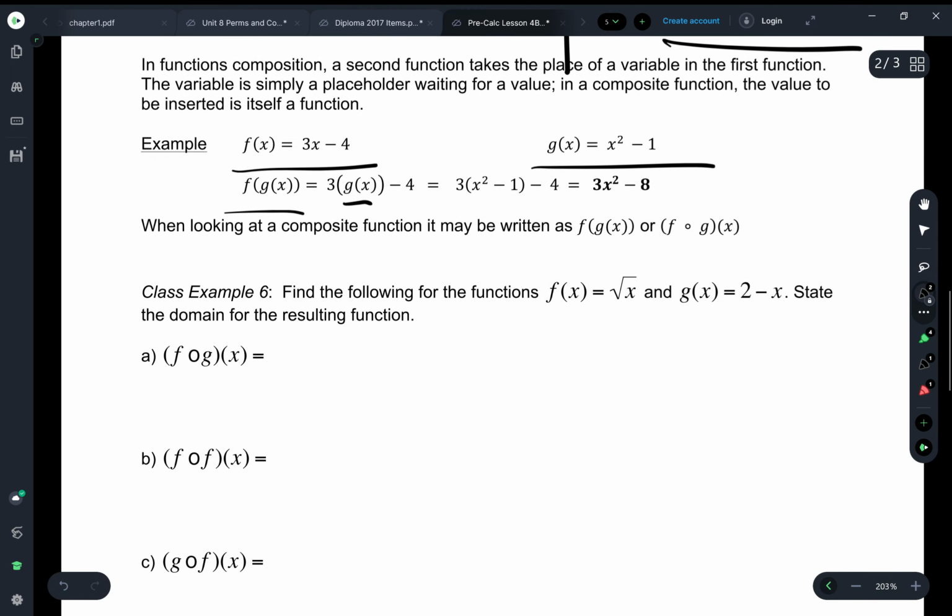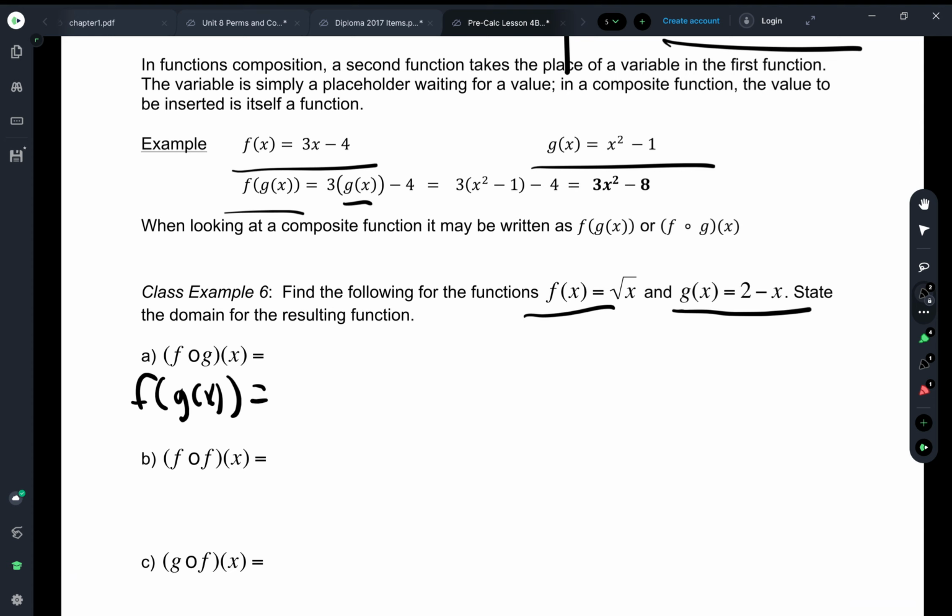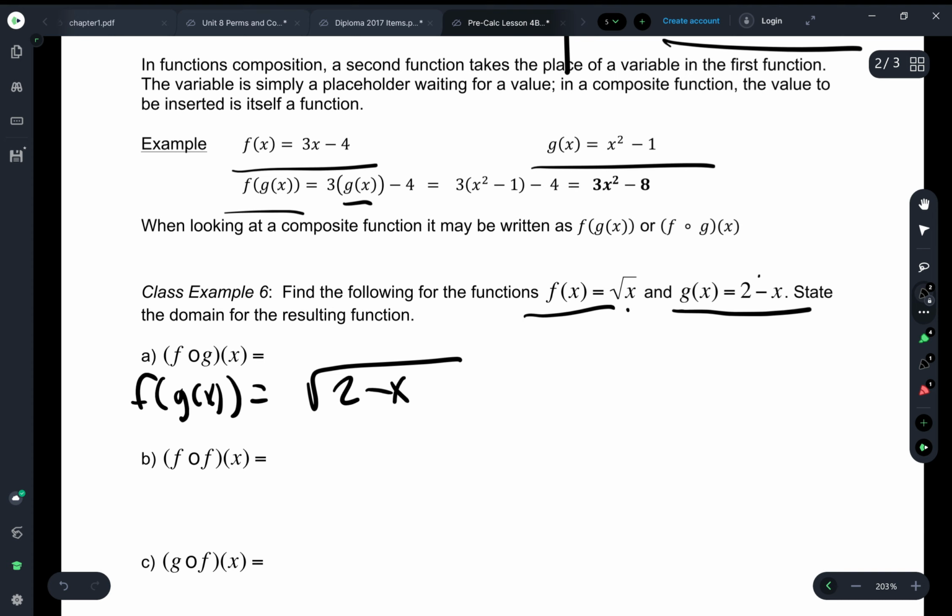So we'll do these two. Our f of x is root x. Our g of x is 2 minus x. So f of g, again, means you're taking the g of x function and putting it into the f function for the x's. So for this one, it'd be root of 2 minus x. We take that 2 minus x and put it in for that x, and that's all.